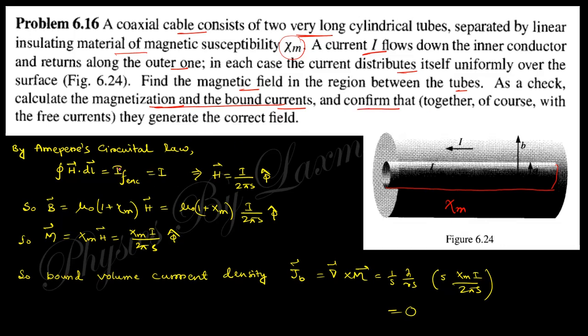So Ampere's circuital law is nothing but the closed integral of H dot dl equals I free enclosed. So this is I.